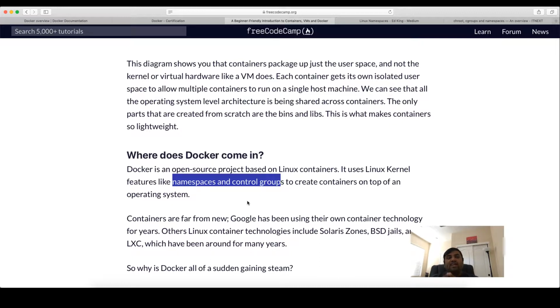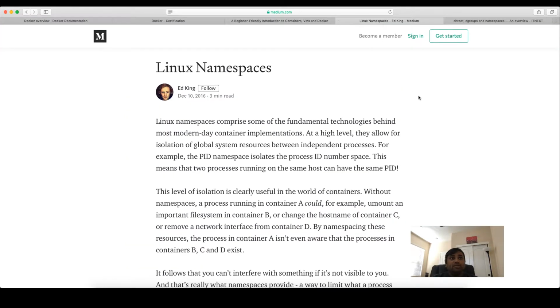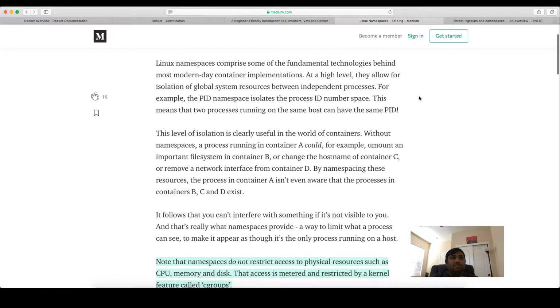Before we really deep dive into Docker, we would have to understand what a namespace is and what a control group is. Like I said, without namespaces and control groups, it's not possible for us to create any type of container, no matter whether it's a Linux container or a Docker container. So let's take a little more detail on what namespaces and control groups are. So let's quickly talk about the namespaces. The Linux namespaces.